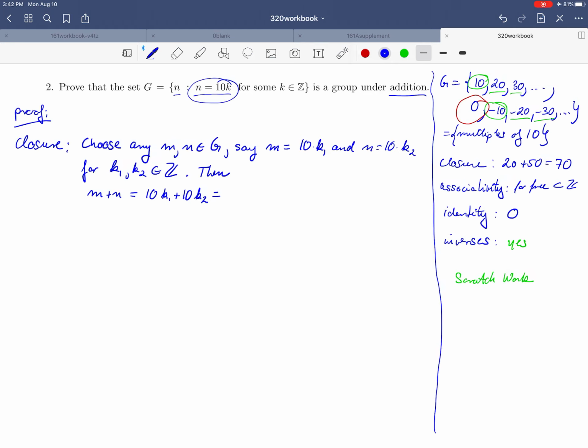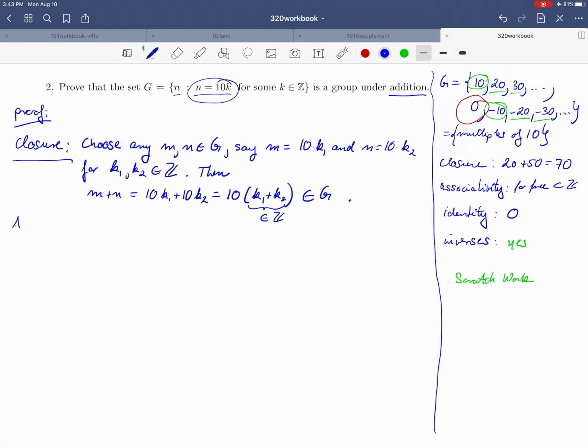So there's one more step here. I have 10k1 plus 10k2. I can factor out the 10, and I have 10 times (k1 plus k2). And since k1 plus k2 is an integer, then 10 times (k1 plus k2) is an element in our group. So that gives me closure.